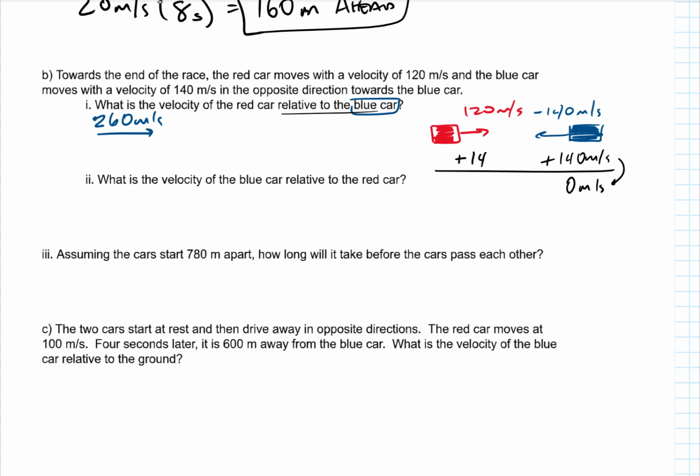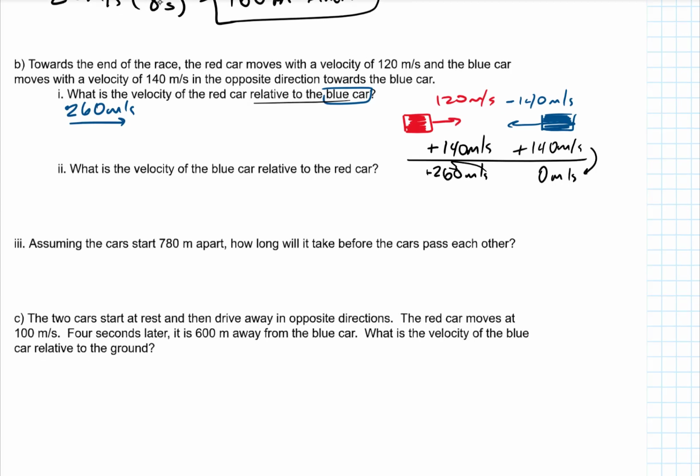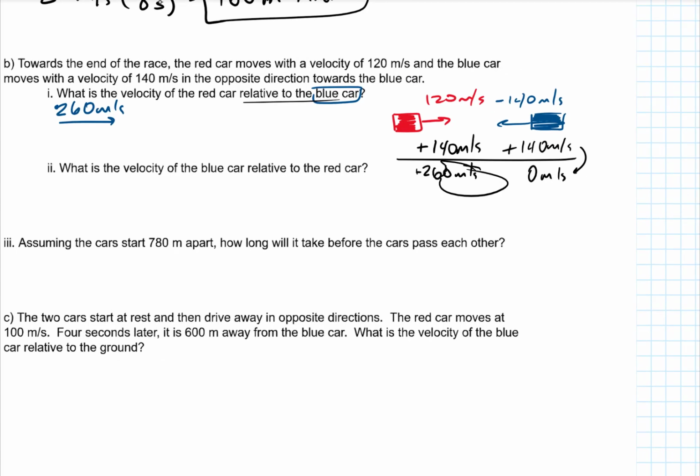So I'm going to add 140 meters per second to the red car's speed, and I see that the red car is going 260 meters per second, and it's positive. That's how we would find the relative velocity of the red car. We'll draw some conclusions in a minute.